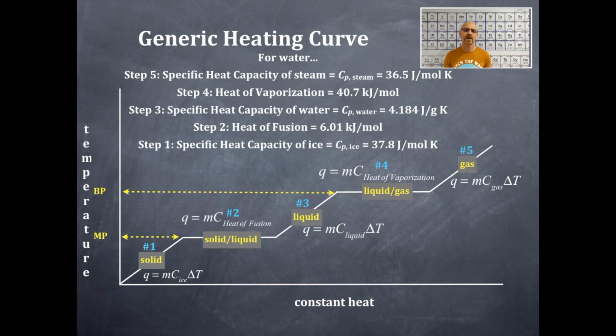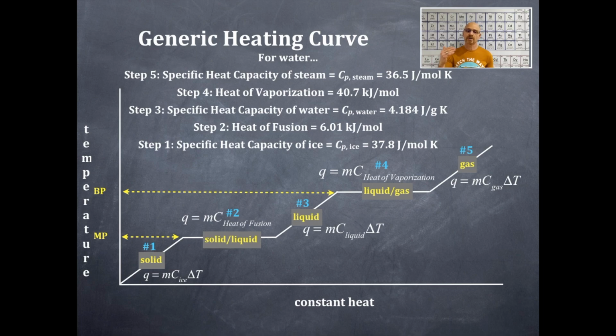Step number 5, the final last one up at the top, specific heat capacity of steam, Cp for steam, is 36.5 joules per mole Kelvin. Again, that one has a temperature unit in it because there is a temperature change here. I want you to look at some of these values, and the heat of vaporization compared to the heat of fusion. The heat of vaporization is a very large number at 40.7 kilojoules per mole. That's why steam is so hurtful to you.